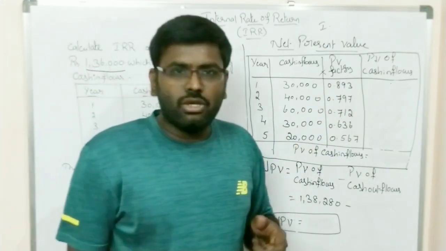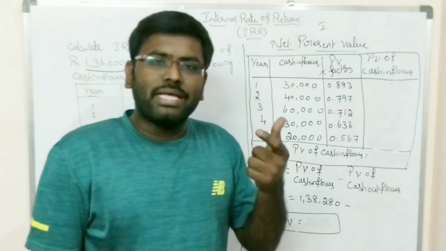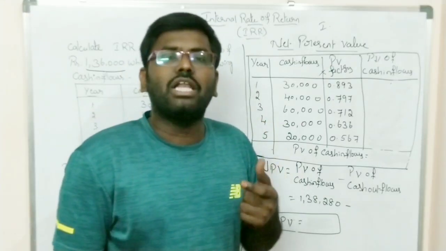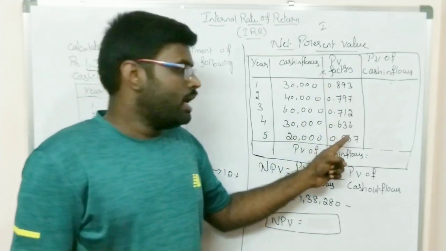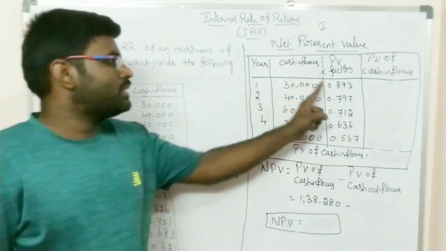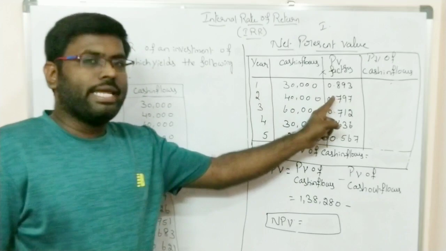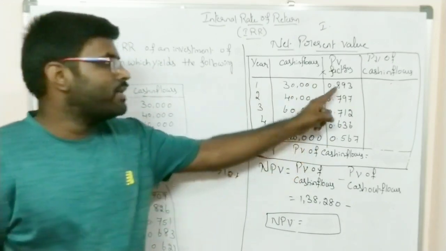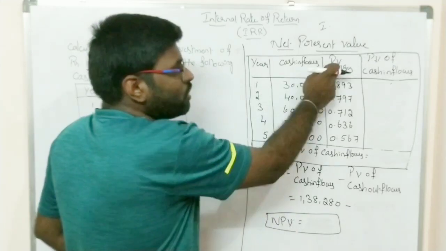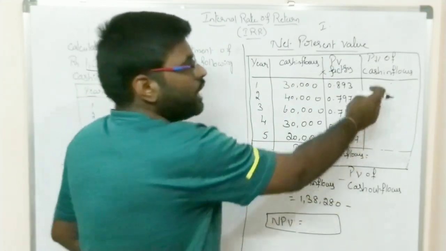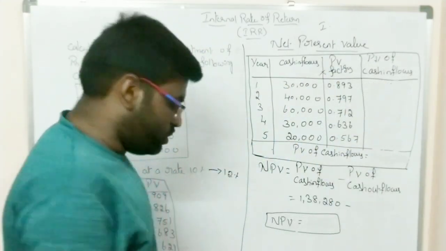You can search in Google, and you will get the present value table, the present value of annuity table. In that you can check these values at 12% for the first year, 12% for the second year, and like that you can get the present values. So now again multiply cash inflows with the PV factors to get the present value of cash inflows.